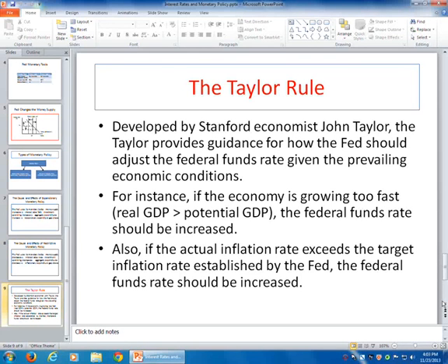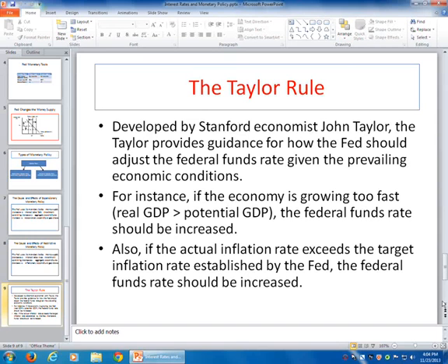Now, it works like this. If the economy is growing too fast, we know that's going to cause inflationary conditions. And so what you want to do is slow the economy down. One means for doing that is to make the federal funds rate higher. The federal funds rate, of course, is the interest rate that banks charge each other for loans. If that interest rate is higher, then they have less of an incentive to borrow from each other, because they're borrowing primarily for purposes of supplementing their excess reserves. They want to make loans.